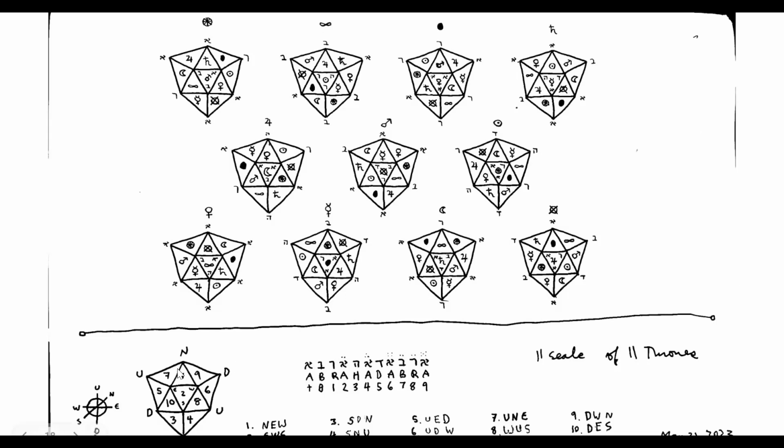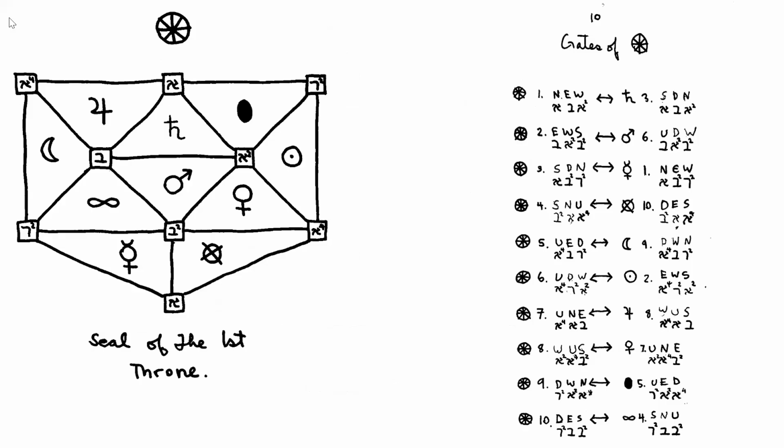Here's the key, by the way. Here are all of the seals. Here is the seal of the first throne, and there are 10 gates. You can see all of the mantras for all of the gates. So the northeast west gate, gate 1, is going to be Aleph, Bet, and Aleph, and this is the second Aleph to appear in Abrahadabra.